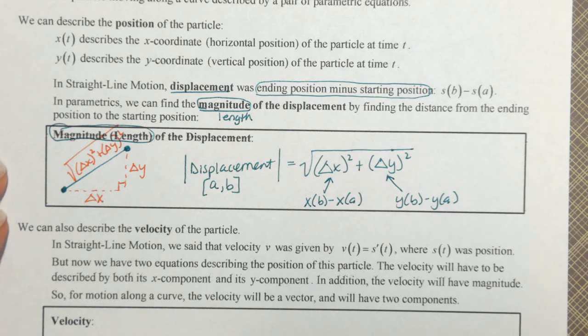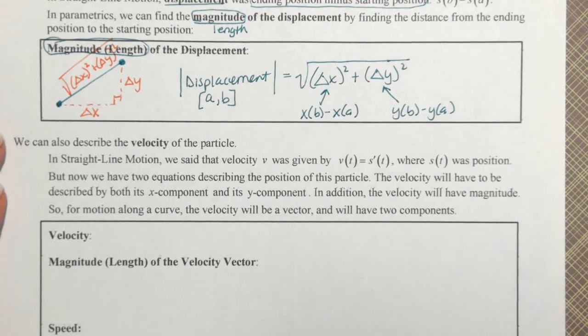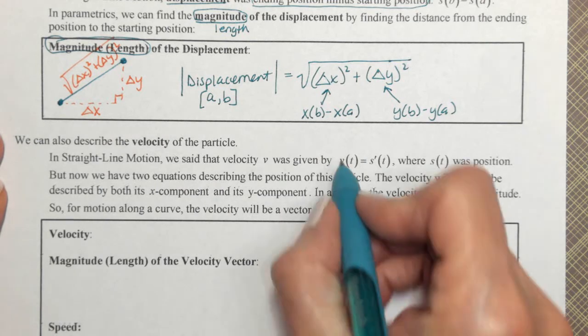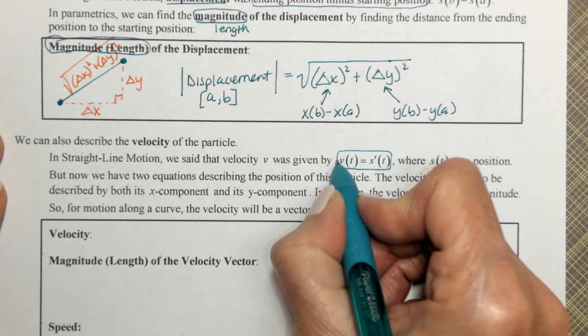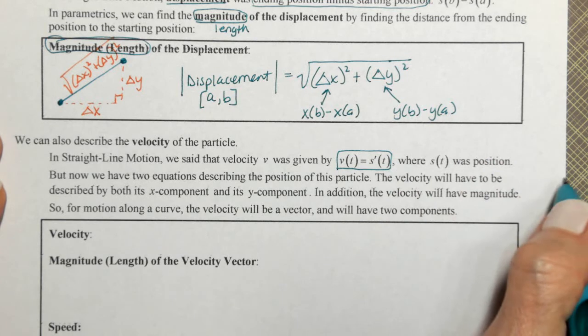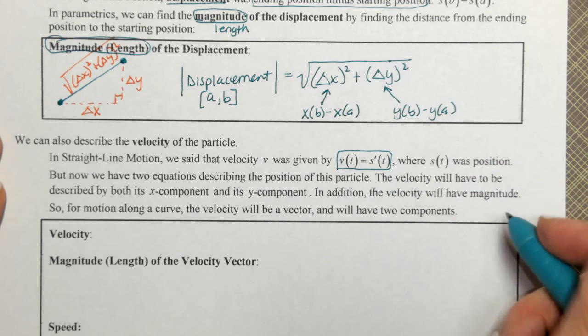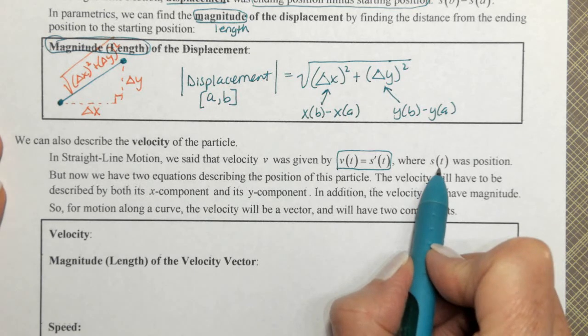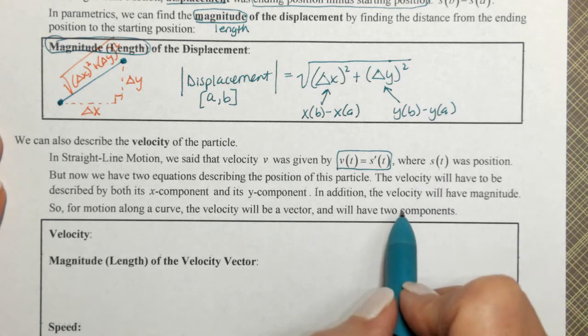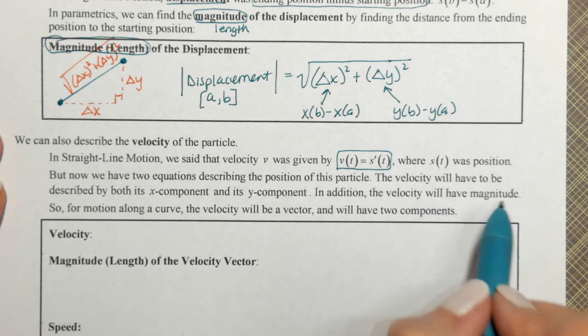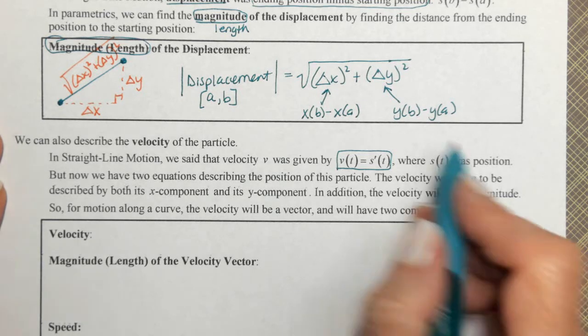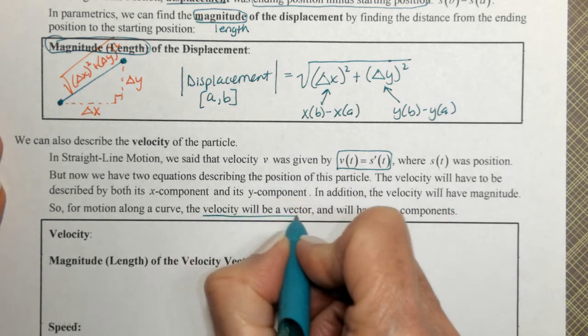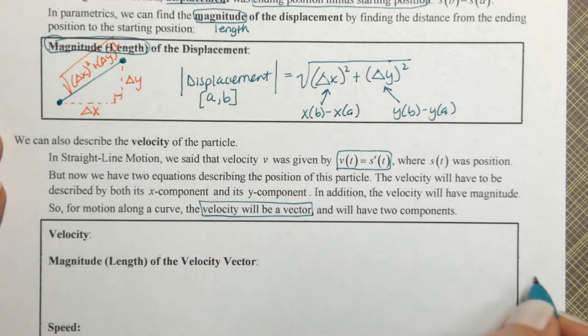We can also describe the velocity of the particle. Back when we did straight line motion, we said that velocity was the derivative of the position function. Still the case in straight line motion. But now the position function has two components. So the velocity must have two components. In addition, the velocity has magnitude. That makes velocity a vector. When we're traveling along a curve, velocity is always a vector. It has two components and magnitude.